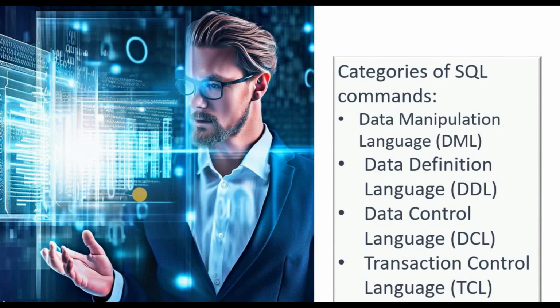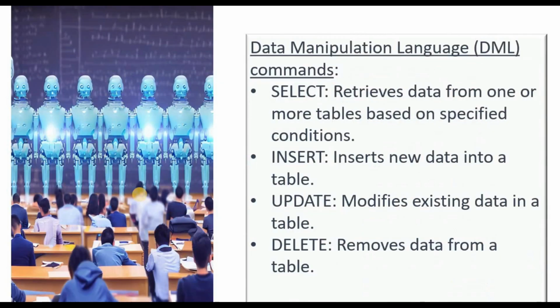DML stands for data manipulation language. Next comes DDL, which stands for data definition language. Then comes DCL, that means data control language. And the last one is TCL, that means transactional control language. So let's see one by one what we will do in DML, the data manipulation language.